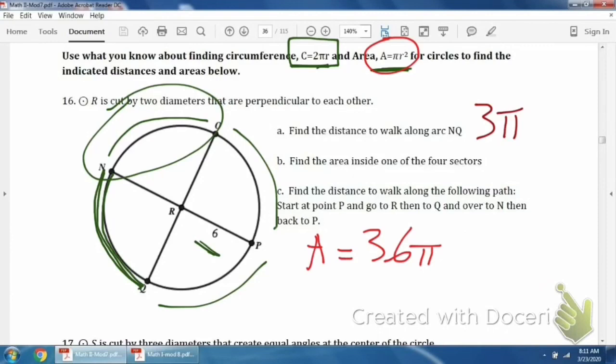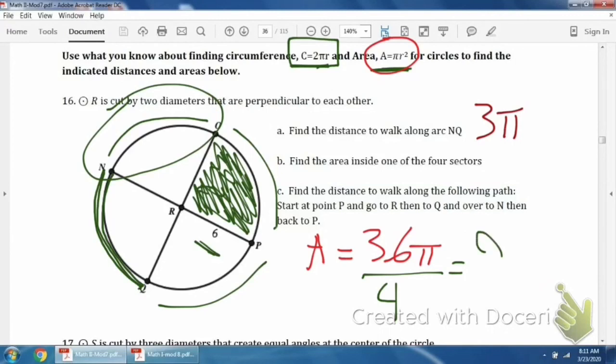And then again, we don't want the area of the whole circle. We just want one of the 4 sectors. So they're basically talking about, like, what is the area inside that sector? So take the whole area, divide it by 4. That should be 9 pi. So that should be the area. That would be B.